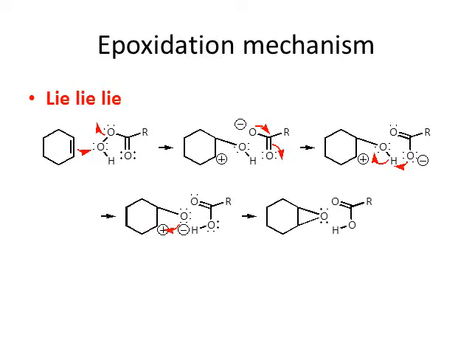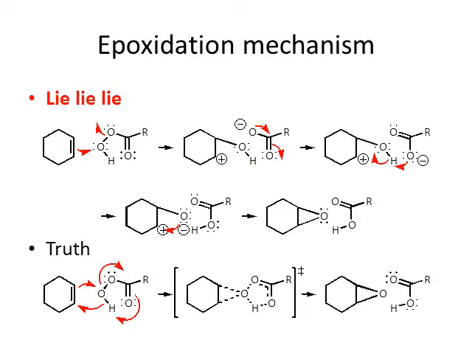Alright, so here's the stepwise mechanism, but it doesn't really happen stepwise. In reality, it all happens simultaneously. The pi bond reaches out to the oxygen, electrons swing to here, electrons swing back over here and pick up a hydrogen, and these electrons go back to the carbon. And this all happens in one transition state. That is, it all happens simultaneously.